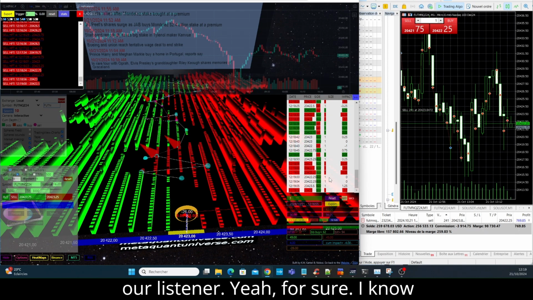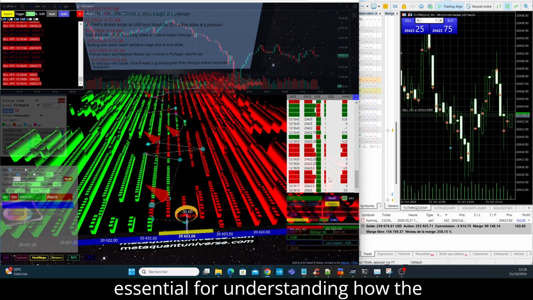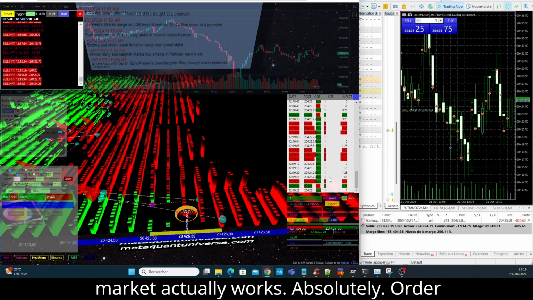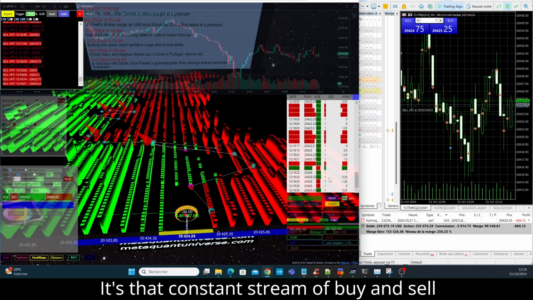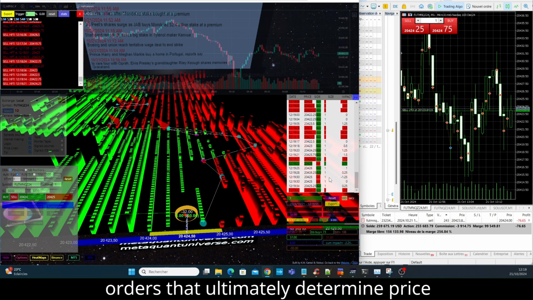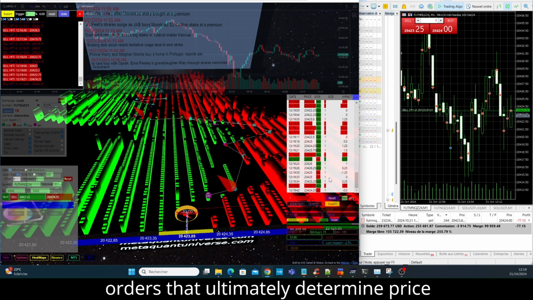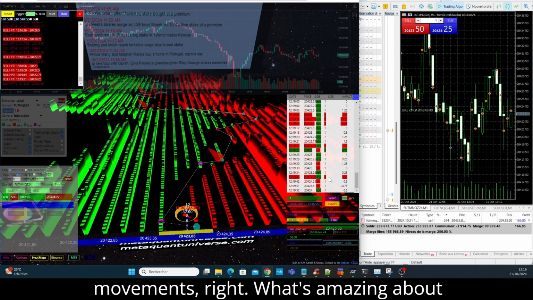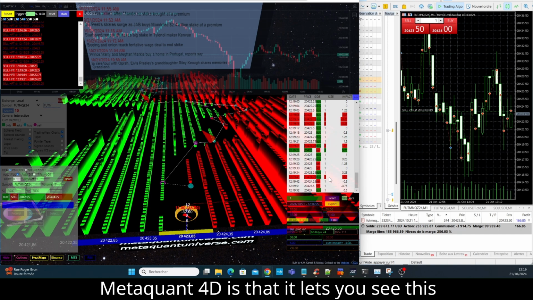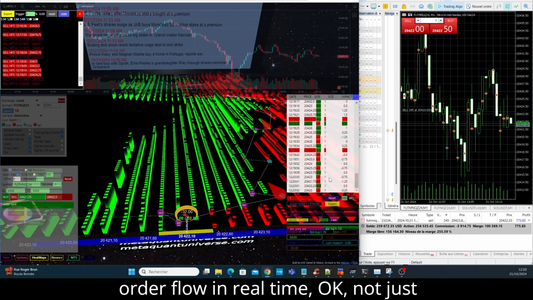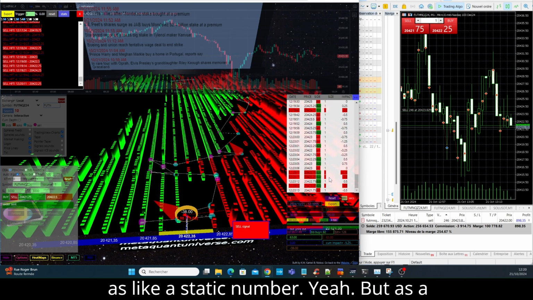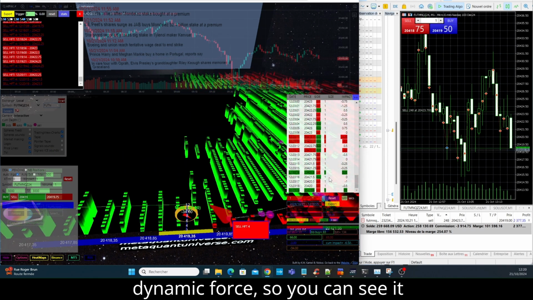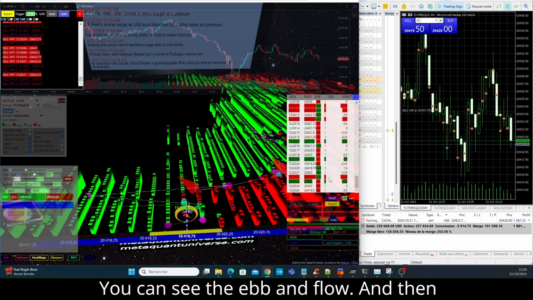Yeah, for sure. I know order flow and market depth are really essential for understanding how the market actually works. Absolutely. Order flow is like the lifeblood of the market. It's that constant stream of buy and sell orders that ultimately determine price movements. What's amazing about MetaQuant 4D is that it lets you see this order flow in real time. Not just as a static number, but as a dynamic force. So you can see it happening right in front of you. Exactly. You can see the ebb and flow.